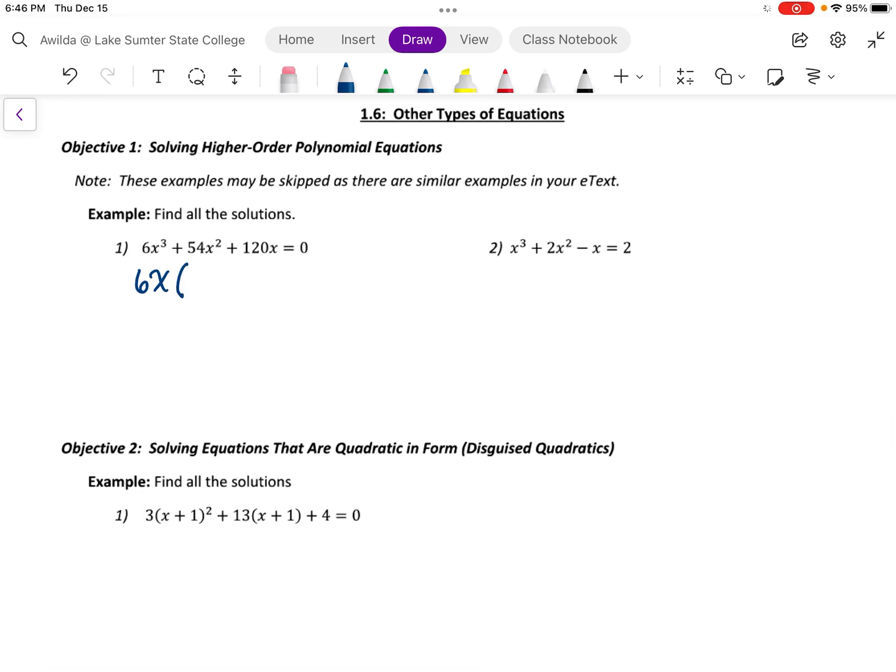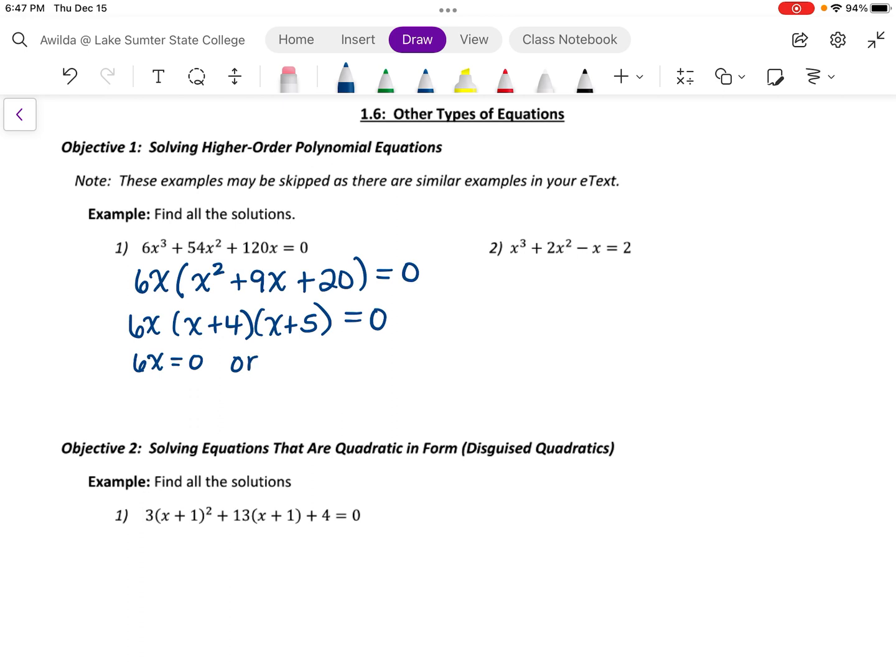If we write the rest of the factor form, we have 6x times x squared plus 9x plus 20 equals 0. Now the trinomial in parentheses is factorable, so let's continue breaking down that left-hand side. We can write this as 6x times x plus 4 times x plus 5. Using the zero product rule, the only way to get 0 by multiplying is if we multiply by 0 somewhere along the way. We're going to set each one of the factors equal to 0. Either 6x is 0, or x plus 4 is 0, or x plus 5 is 0.